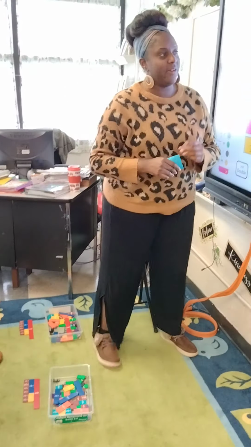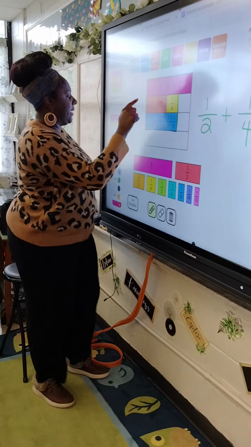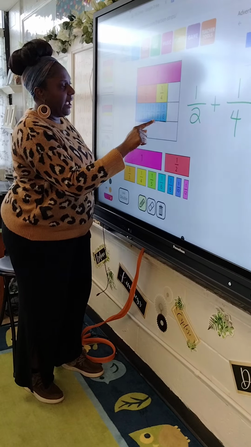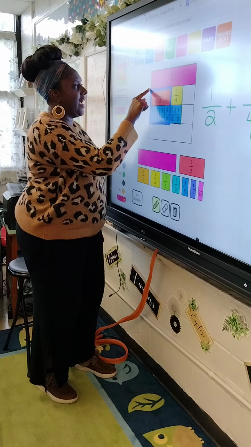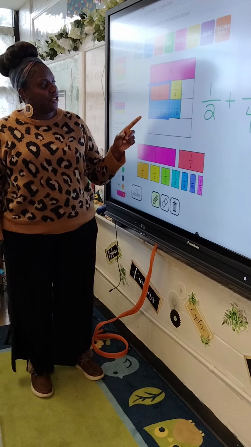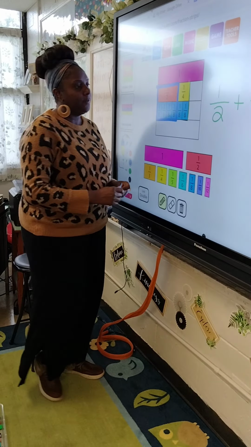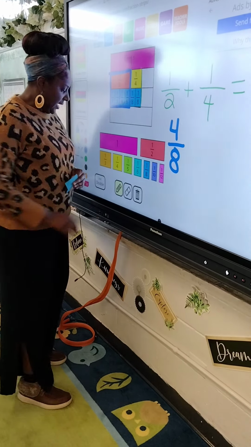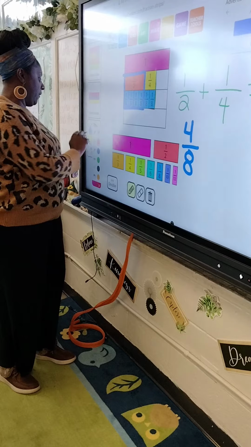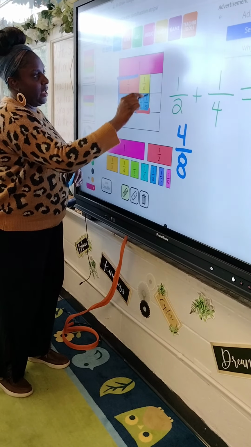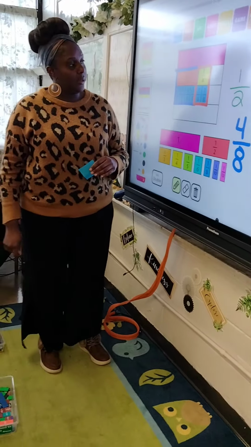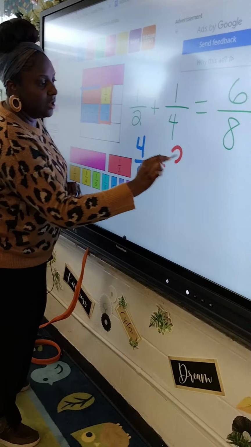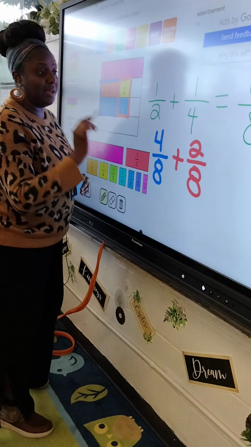So I want to find an equivalent fraction to 1/2. I want to outline my 1/2, and I want to outline these eighths that fall under that 1/2. How many eighths did I use to make 1/2? 4. So 1/2 is equivalent to 4/8. Then I want to outline my 1/4 and those eighths under it. How many eighths made that 1/4? Two. So 2 eighths is the same as 1/4.